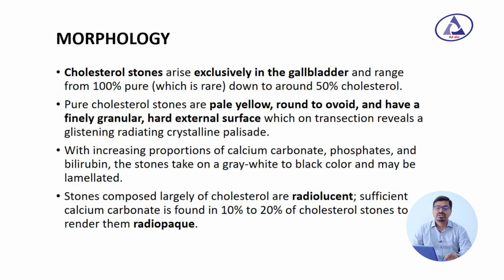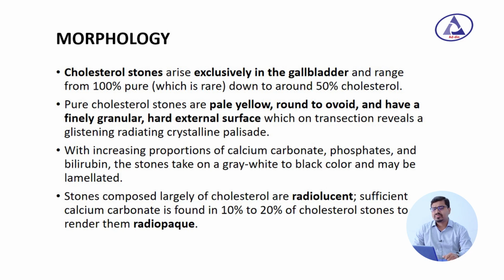Now, morphology of gallstones. Cholesterol stones are exclusively in the gallbladder and range from 100% pure down to around 50% cholesterol. Pure cholesterol stones are pale yellow, round to ovate and have a finely granular, hard external surface, which on transection reveals a glistening, radiating crystalline palisade.